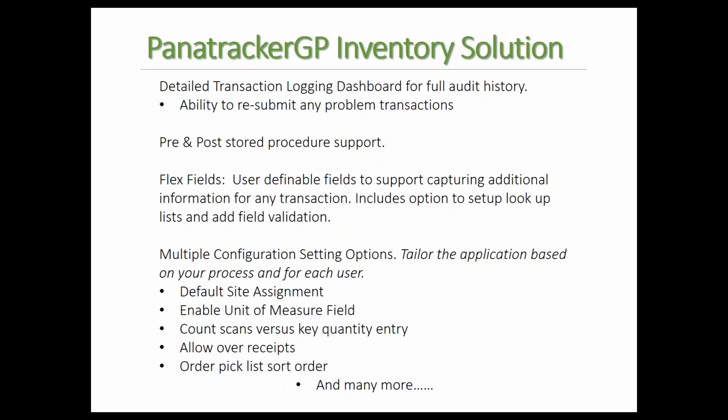And we have multiple configuration settings, so you can tailor your application based on what the process is and by user. So it goes down to a user level. Some examples are setting that default site, enabling the unit of measure. We can scan, so we can count the scans versus having to key in the quantity. Allowing over receipts on a purchase order receipt, how the order pick list sort order is set, and many, many, many more. So we work with you on getting how do you want this to look for your users? Do you have different users that would be set up differently?